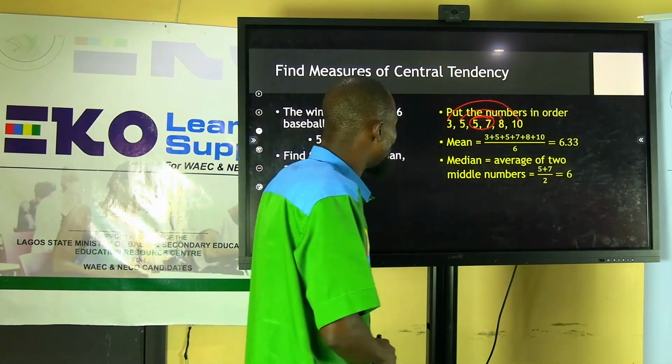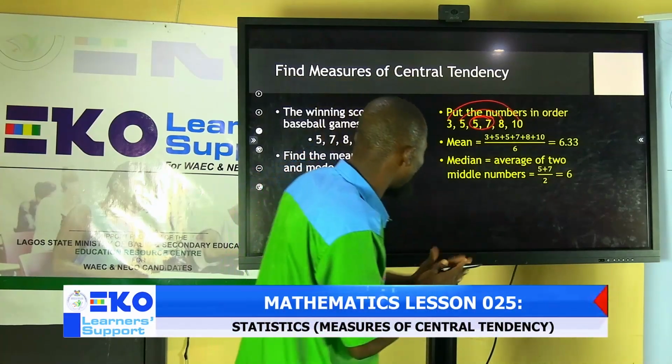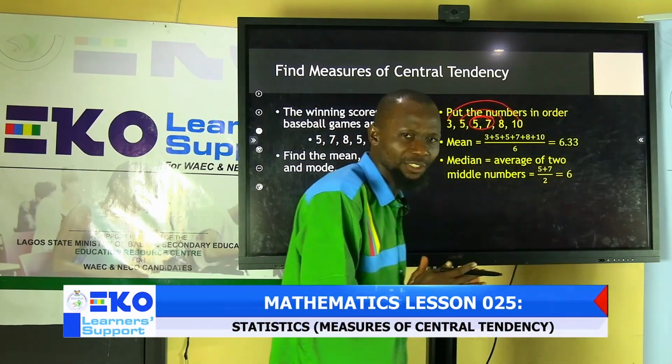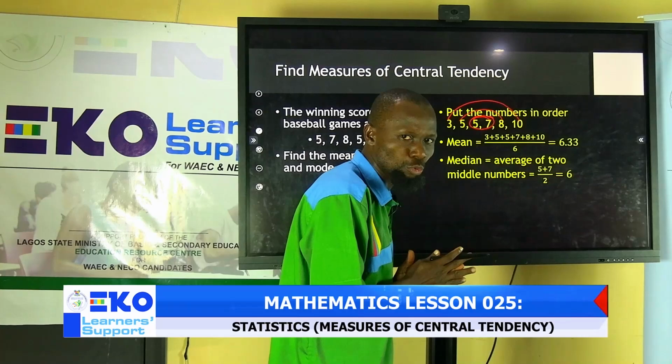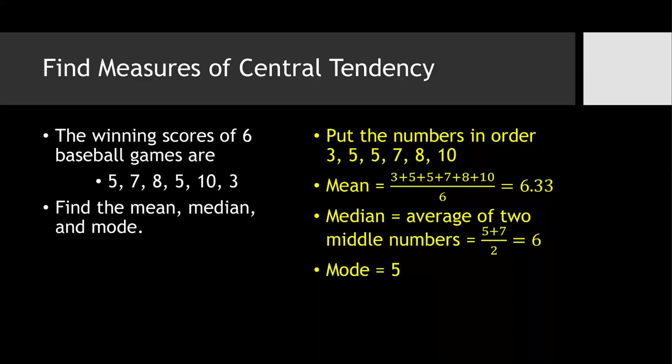And when they fall at the middle, you bring them together, add them together, and find the average of the two numbers. So in that case, we have 12 divided by 2, which is 6. Okay? So then the next thing is what?